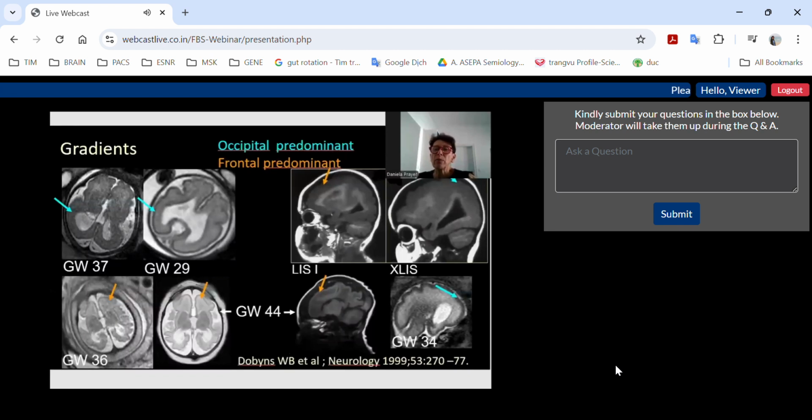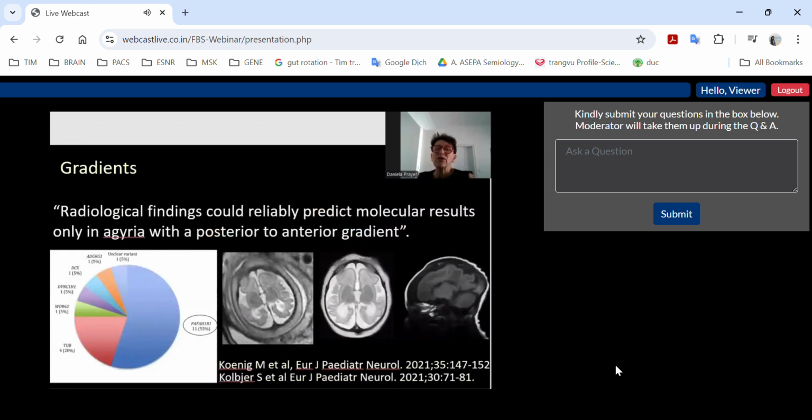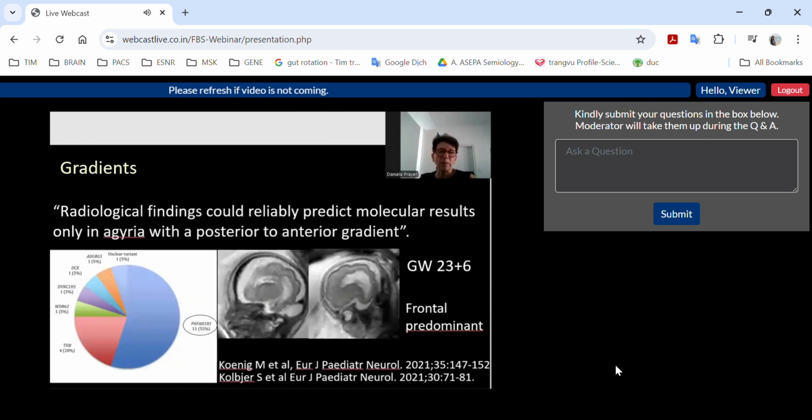When we talk about gradients, then we talk about occipital predominant or frontal predominant shapes. As you can see, either the posterior brain is lissencephalic and in the front you have some gyri, or it is the other way around. Unfortunately, it has been found that radiological findings could only reliably predict the molecular results with a posterior to anterior gradient, as you see in this example on the right side. The other gradients only point towards a possible genetic background, but you still have to consider a lot of genes that may be there with this gradient, and here you have another example.